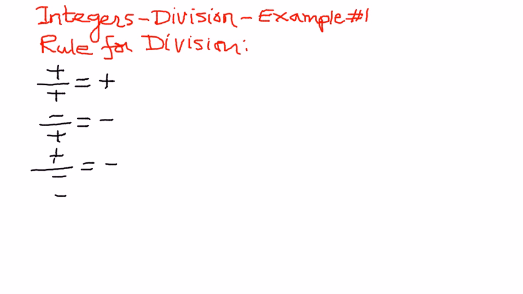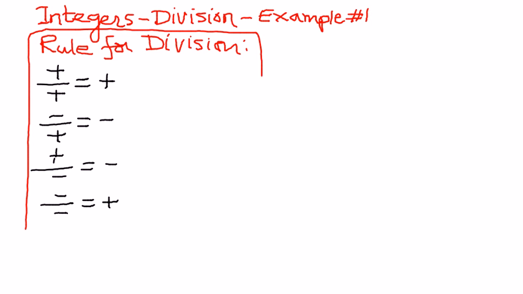If we have a negative number divided by a negative number, the result is always going to be equal to a positive number. So I'm going to put this in a box here. These are the sign rules of division.